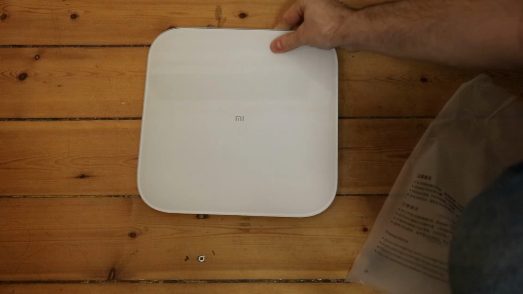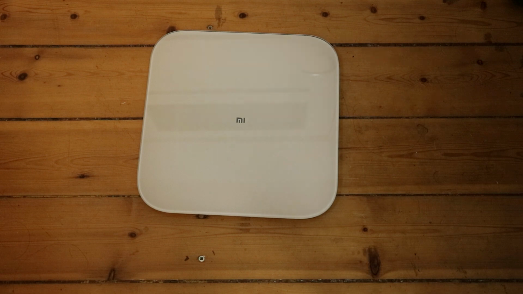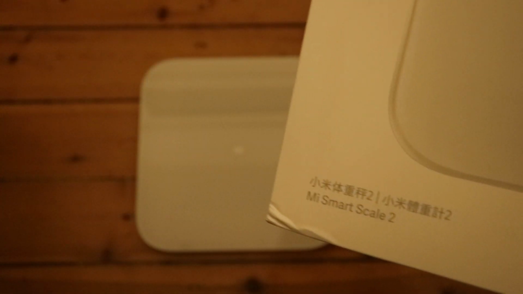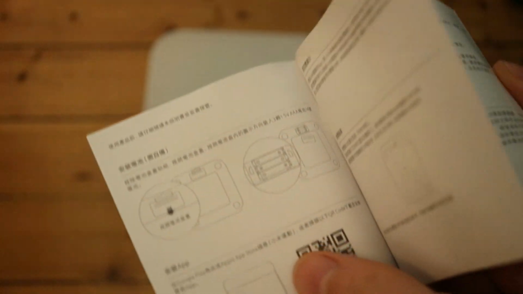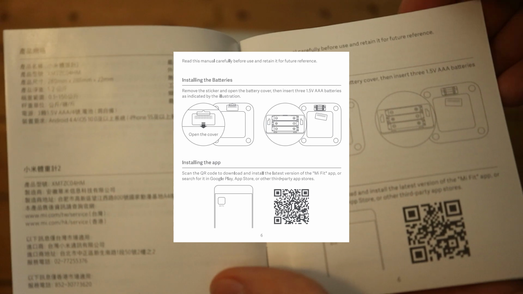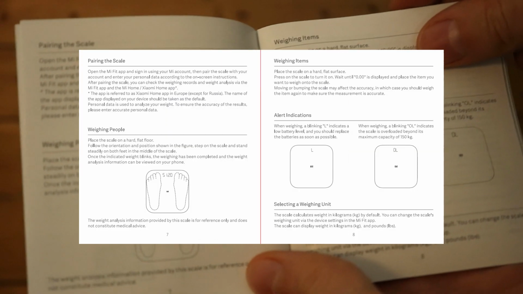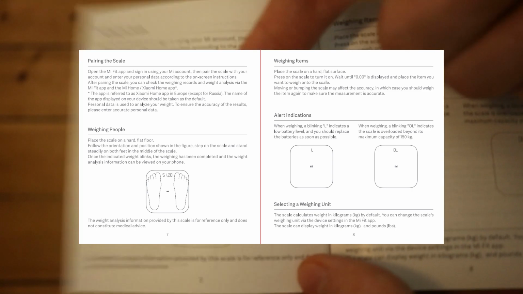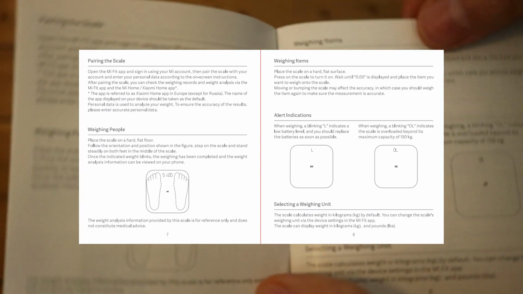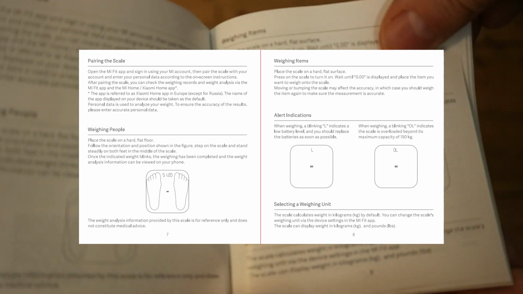So here we have the Mi Scale. It was in a box, Mi Smart Scale 2. It had these manuals, a warranty card, multilingual instructions. This is how you get the batteries in, how you install the app, how you prepare the scale with the Mi Fit app, how to weigh people, how to weigh items, setting the unit, kilograms or pounds.